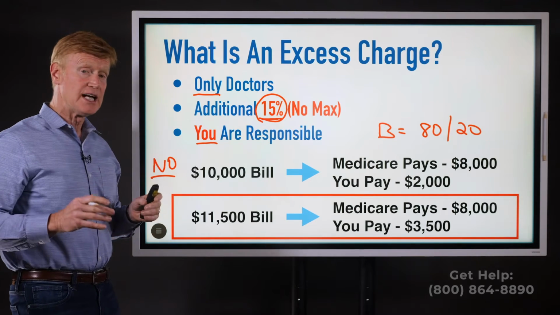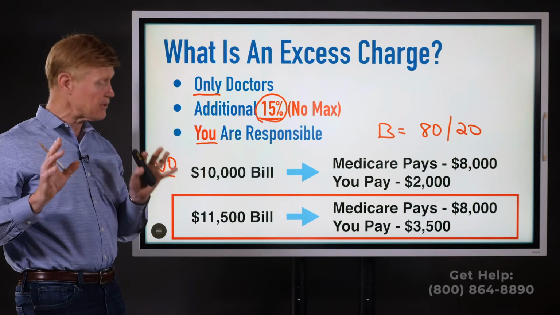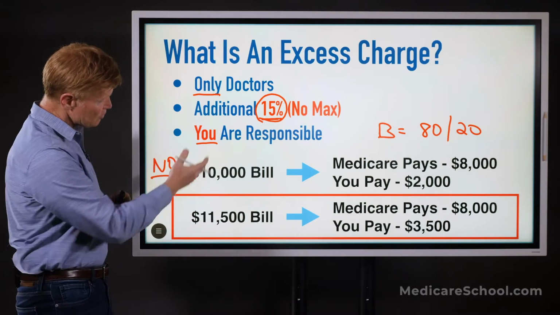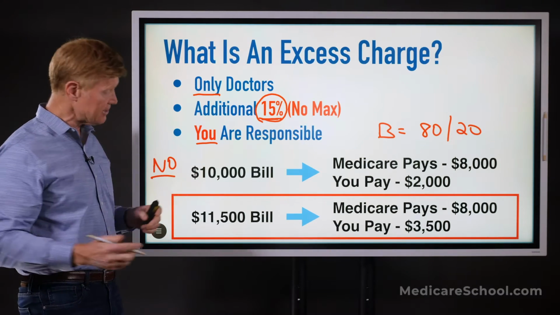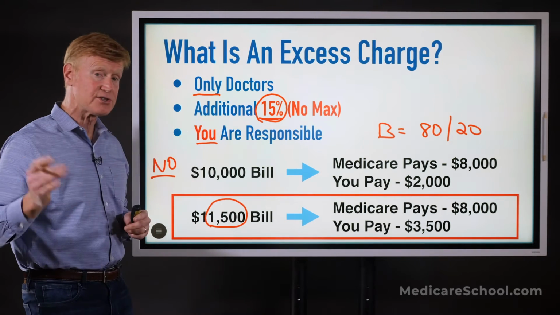Now this example is of a surgeon who is not going to take the $10,000 as payment in full, and they're going to add to the bill the 15%. So now we have a bill for $11,500. So we have an extra $1,500, and that is what the excess amount is here.